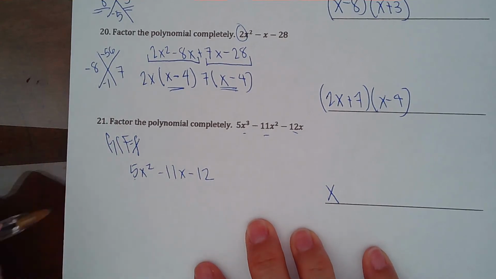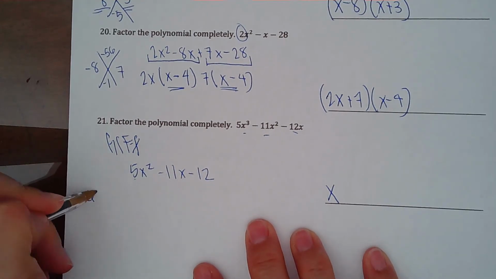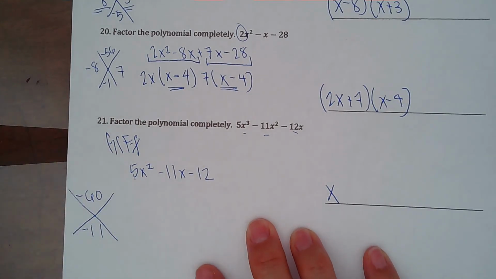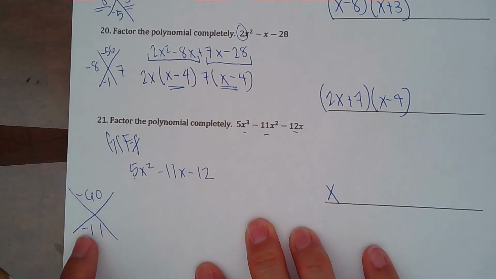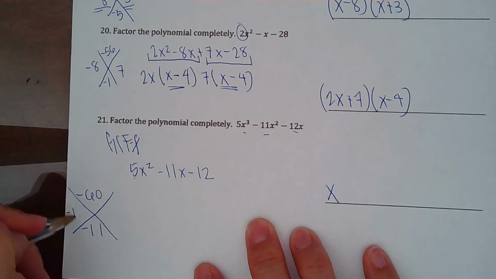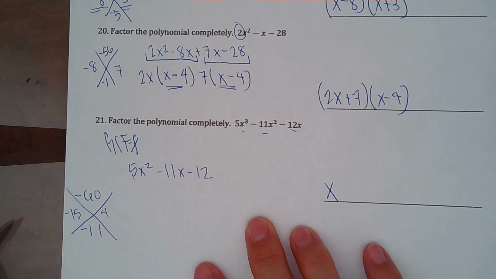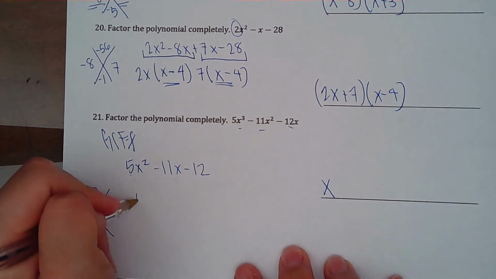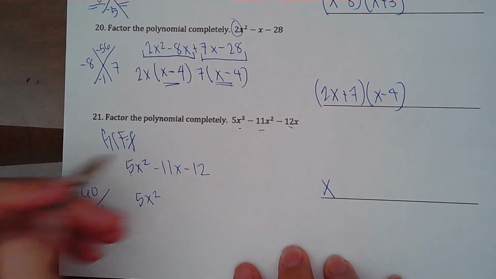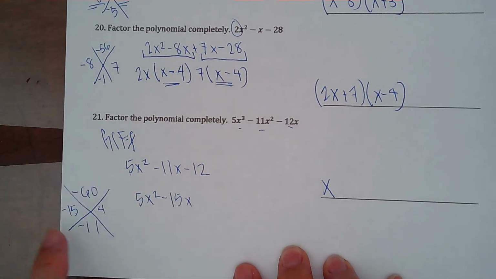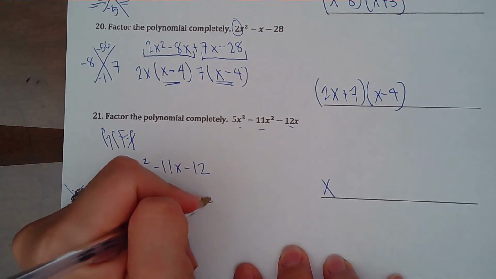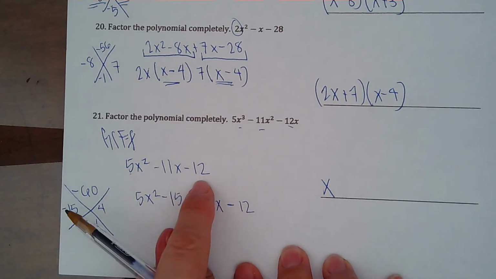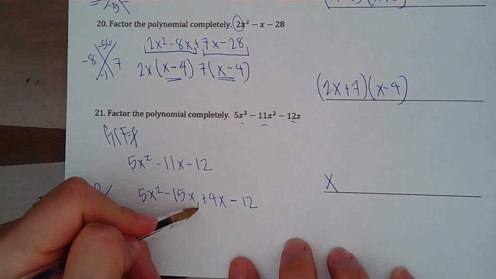So 5 and negative 12 would be negative 60. I'd bring the middle brother, nobody likes, to the bottom. What multiplies to negative 60 and adds to negative 11 would be negative 15 and 4. And I'd be left with 5x squared minus 15x from here plus 4x from here, and then minus 12, this part right here, that term.